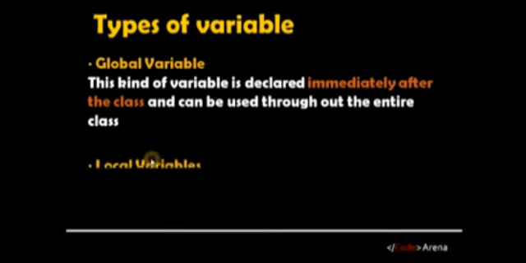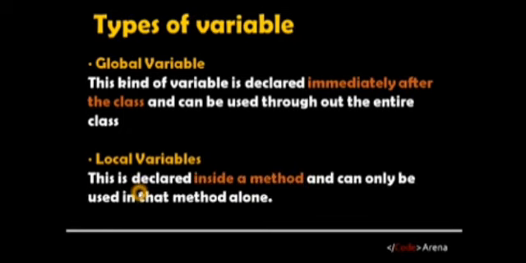Now the second type of variable we have is the local variable. This local variable is declared inside a method and can be used in that method alone. That's why it is called local. Sometimes it's called static. Static or local variables are the variables that are declared inside a method and can be used in that method only. Anywhere else, if you call that variable, an error will be thrown. So those are the two types of variable we have.